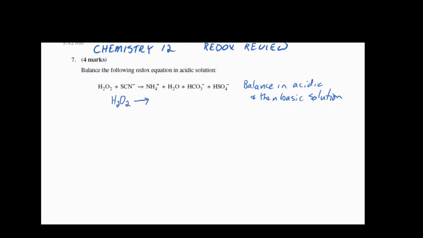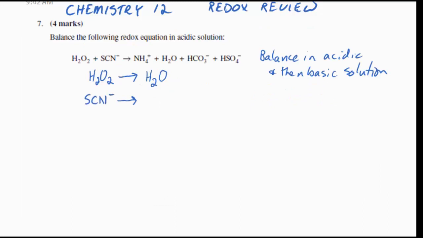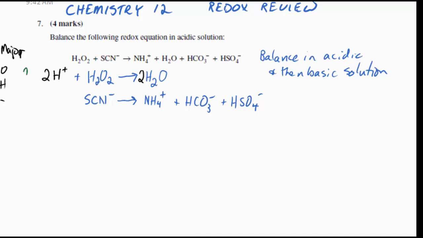Balance the following redox equation in acidic solution. Here we have hydrogen peroxide reacting with thiocyanate, SCN. As with all redox reactions, split into two half reactions, spreading the reactants into two reactions, and then the products just simply need to have the elements present in the reactants. Sulfur, carbon, and nitrogen lead to three separate ions.